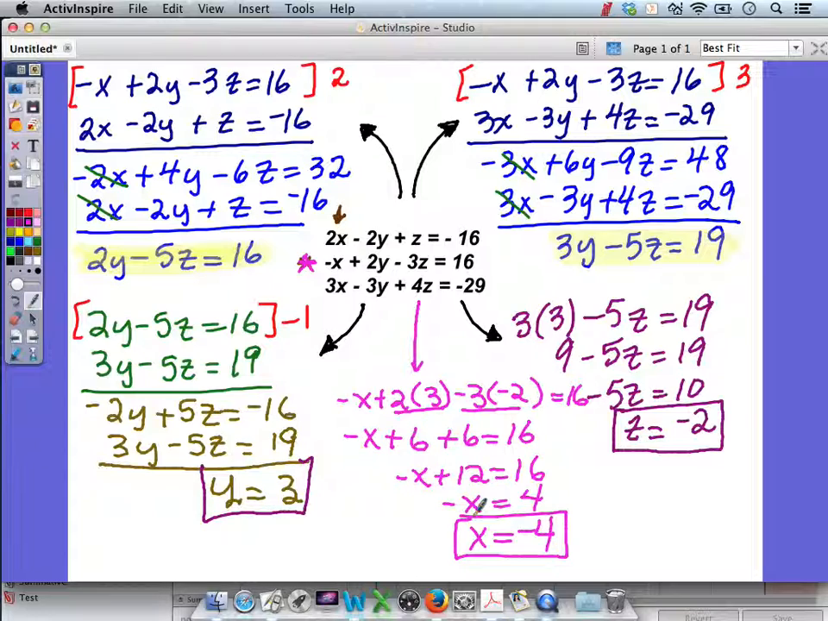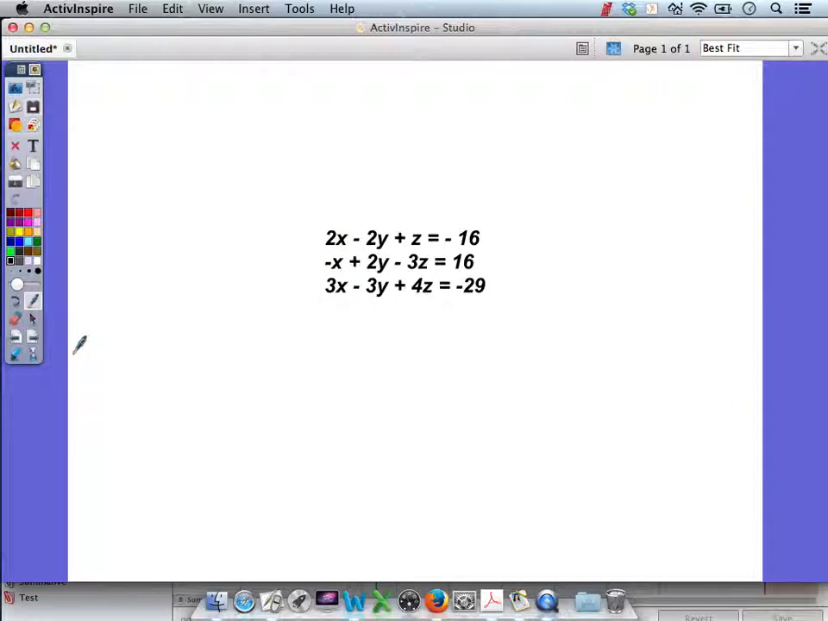So my answer is going to be written as an ordered triplet, and it's important that you put that in the right order, x, y, and z. So the answer is going to be negative 4 for x, 3 for y, and negative 2 for z. Negative 4, 3, negative 2. That would be my answer. So here's my answer. Negative 4, 3, negative 2.